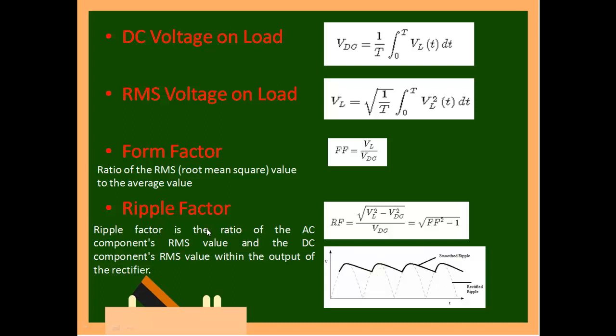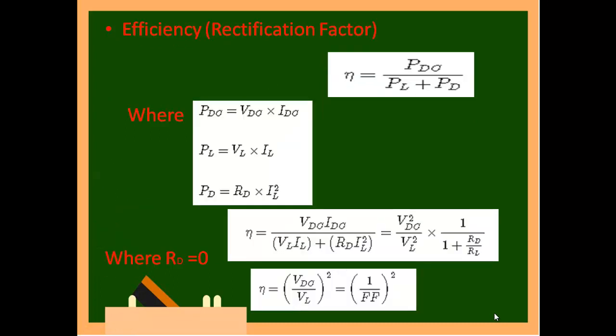Ripple factor is the ratio of AC component present on DC. So when you want to reduce this, you get a pure DC. So ripple factor should be less. If you go on reducing your ripple factor, your DC will be like a straight line.